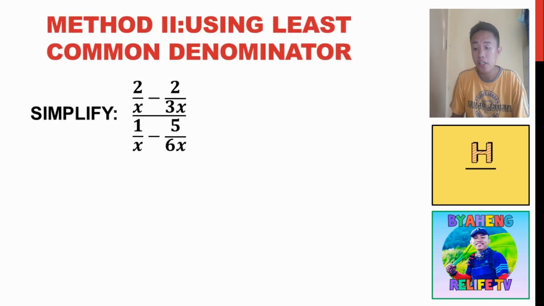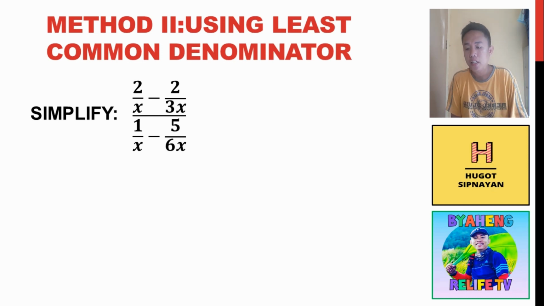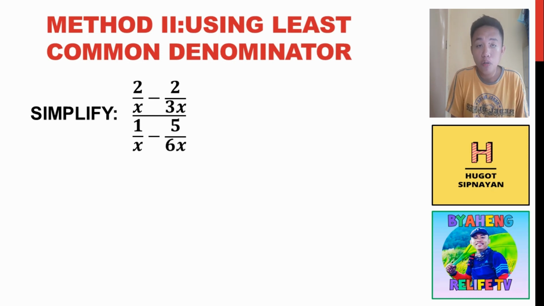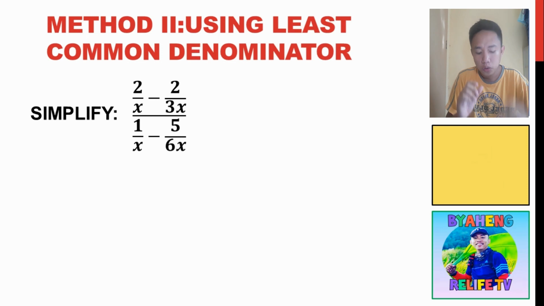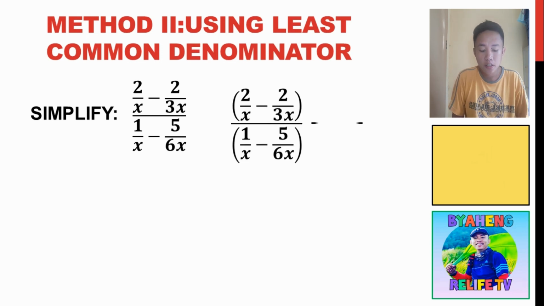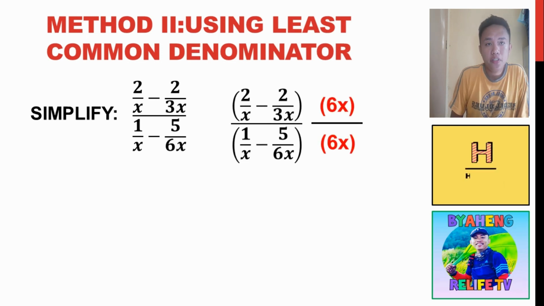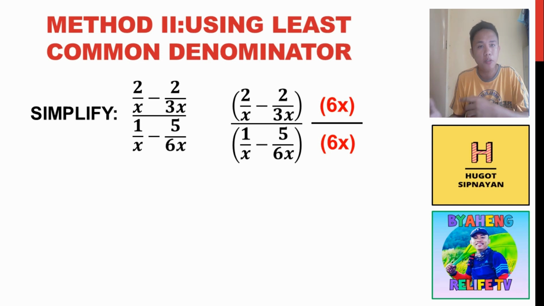Okay? Now, let's have another example here. If you have 2 all over x minus 2 all over 3x, all over 1 over x minus 5 all over 6x. We get its LCD. We have x, 3x, x, and 6x. So, its LCD is 6x. How did that happen? We have 3x and 6x. The x is common to them. Highest is 6x. So, the LCM of all is 6x.